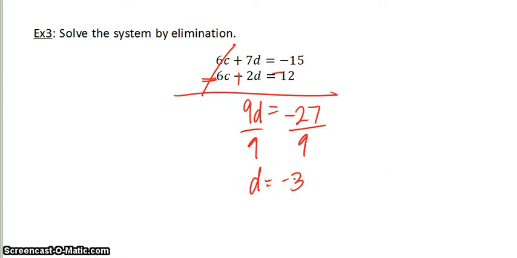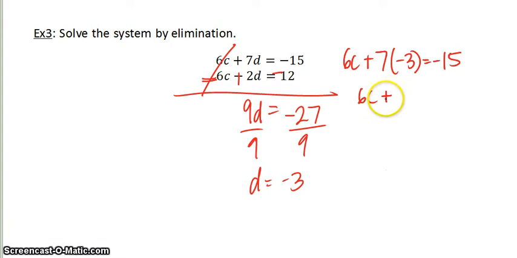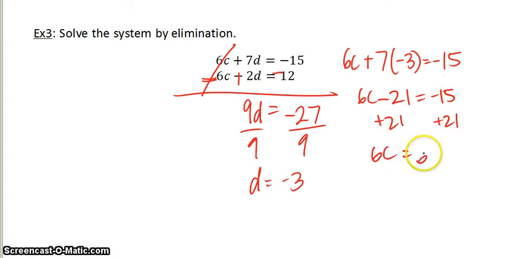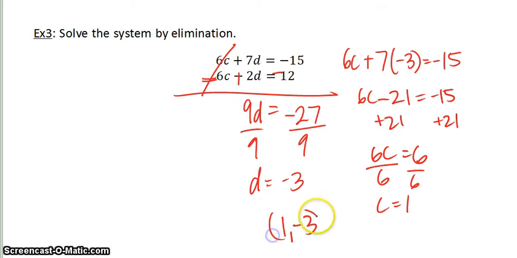And again, I can plug it back into the original problems. You could plug it into the other one, but I always want you to get in the habit of plugging into one of the original ones. So I'm going to do 6c plus 7 times d, which is negative 3, equals negative 15. So we have 6c plus, really it's going to be minus 21, equals negative 15. Add 21. And we get 6c equals 6. So divide by 6, and c equals 1. We're going to do it in alphabetical order, so c comma d, so 1 comma negative 3 would be our answer.